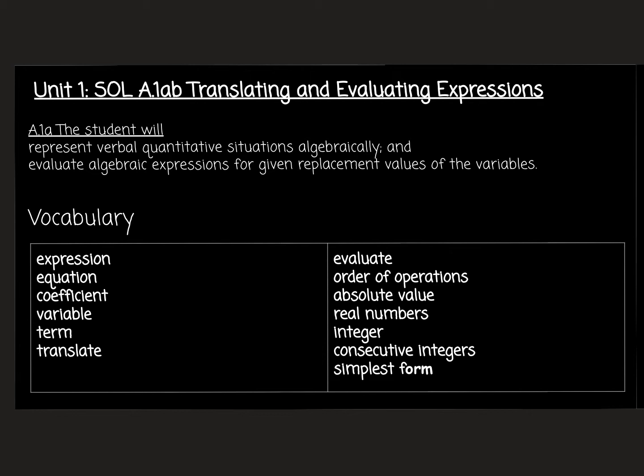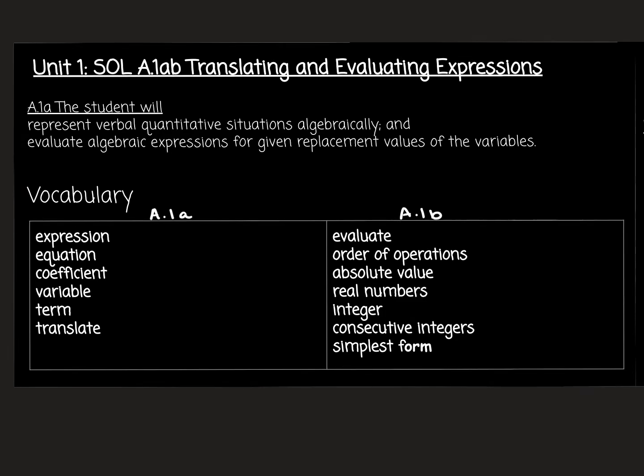All right, so some key vocabulary words for today's lesson would be expression, equation, coefficient, variable, term, and translate. When we're looking at A.1a, this is going to be our vocabulary. And then when we take a look at A.1b, that's going to be our vocabulary focus.